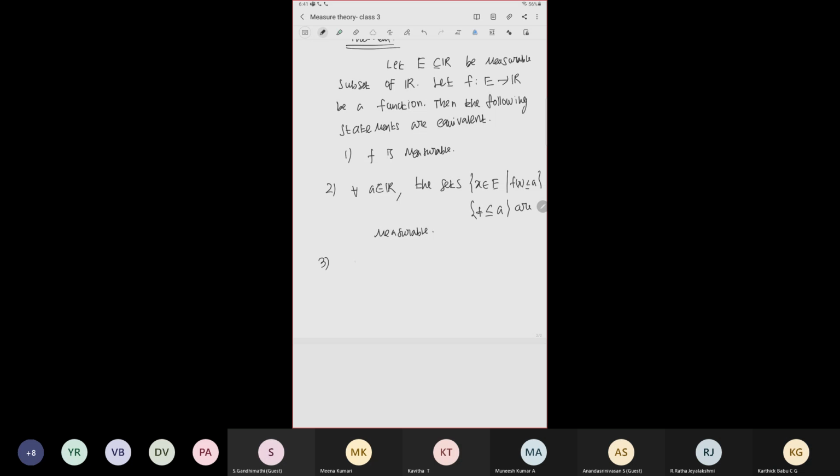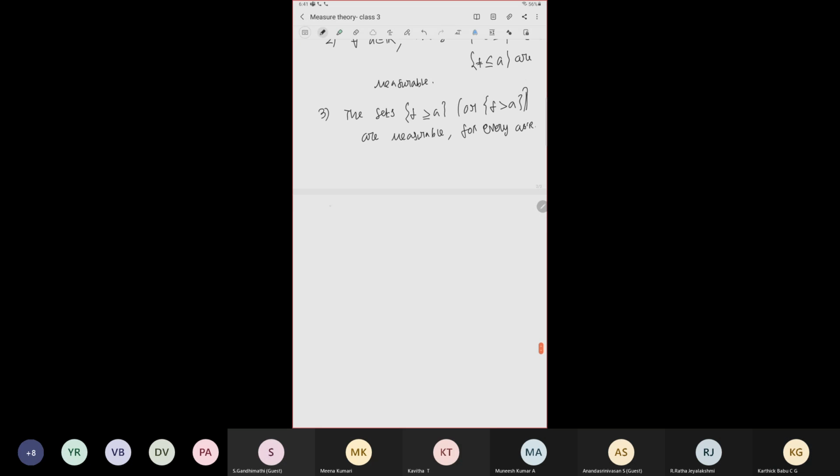Third one is the sets. So now it is less than or equal to. So now we will give equivalent of bigger than or equal to and bigger than those notions. Bigger than or equal to A, or equivalently F bigger than A, are measurable, for every A belongs to R.